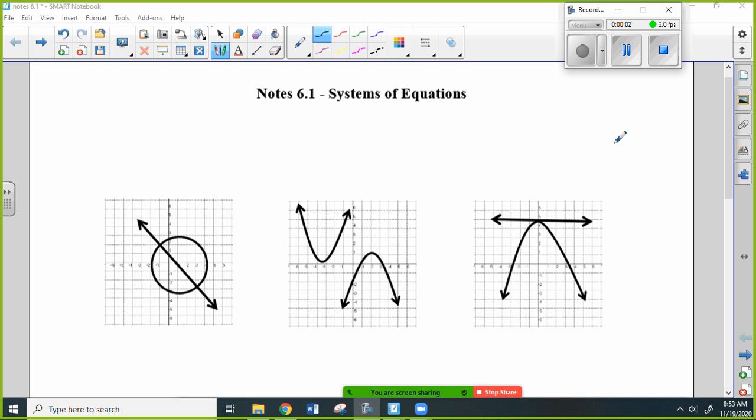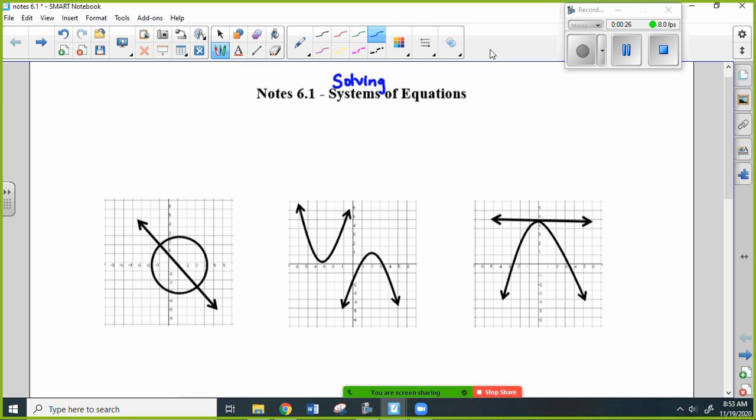So for note 6.1, we're going to be solving systems of equations. Now I know I don't have that written down as part of the title, but we're really going to be solving systems of equations. Okay, and we're going to do it by graphing, which is why I told you you're going to want to have Desmos available.